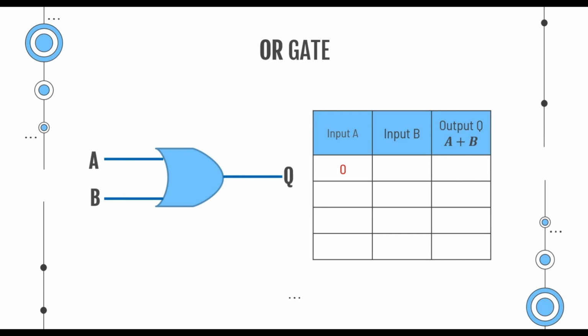When the input A is 0 and input B is 0, the output will be 0. And when the input A is 0, input B is 1, the output will be 1. When A is 1, B is 0, the output will be 1. When both input A and input B are 1, the output will be 1. In this OR gate, the output will be low only when all the inputs are low. And this OR gate is represented by this plus sign. And let's move to our simulator and check how this OR gate is built.